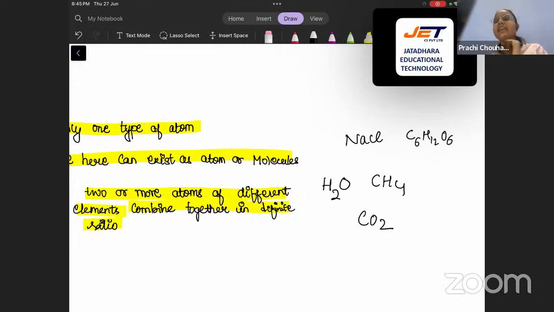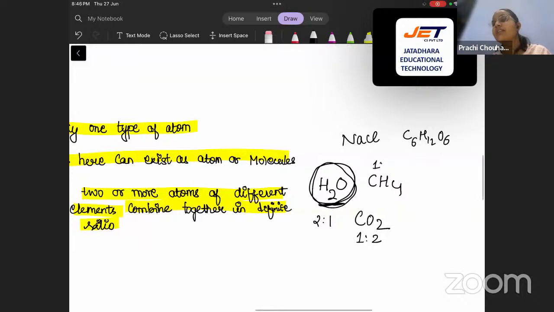What we can see here is that we have different atoms in this and they are present in a definite ratio. For example, here the ratio of hydrogen and oxygen is 2:1, whereas in carbon dioxide, the ratio is 1:2. Here the ratio is 1:4. So the ratio has to be definite. Then only will we say that, okay, I have this particular compound. And these are also pure substances.